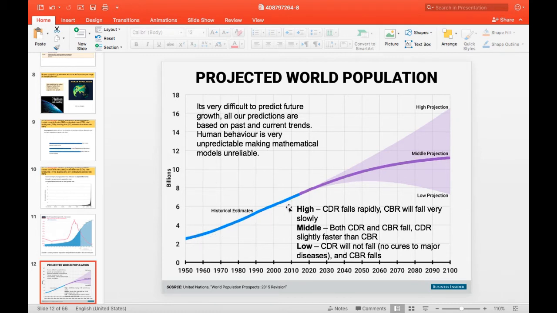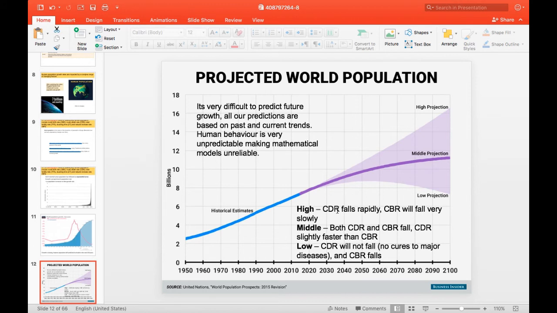So historical estimates: from the 1950s to 2010, 2015, we have historical estimates because they are from the past. And now we have the predictions, the projected world population. We have high projection, middle projection, and low projection, okay?